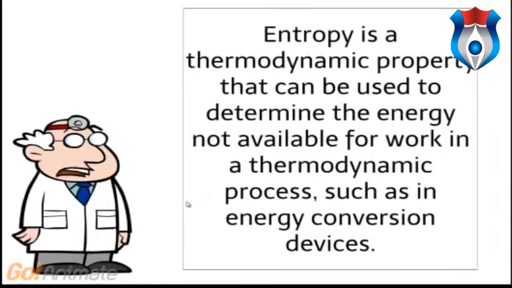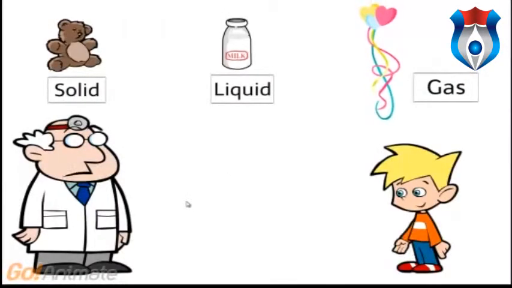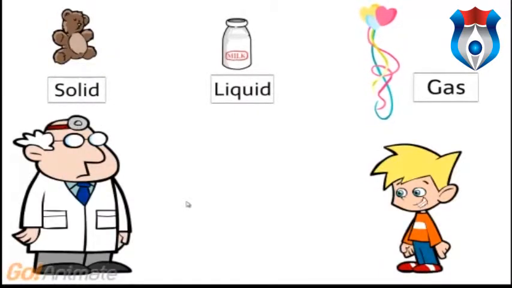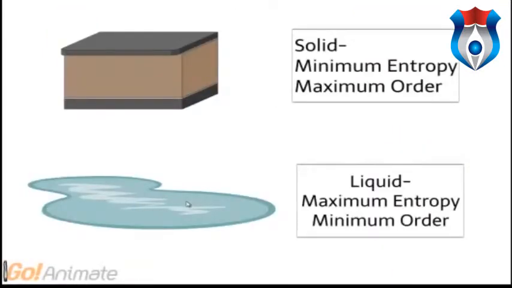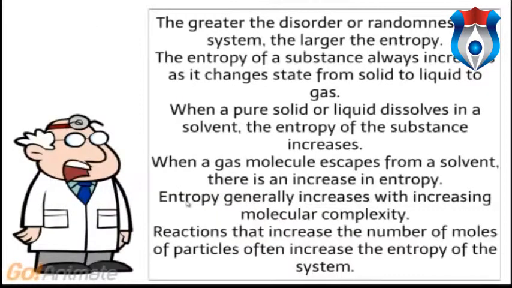Entropy is a thermodynamic property that can be used to determine the energy not available for work in a thermodynamic process, such as in energy conversion devices and engines. The following are in order from least to most amount of entropy: solid, liquid, gas. Let's think about it. Solids have minimum entropy and maximum order, whereas gases have maximum entropy and minimum order. The greater the disorder or randomness in the system, the larger the entropy.